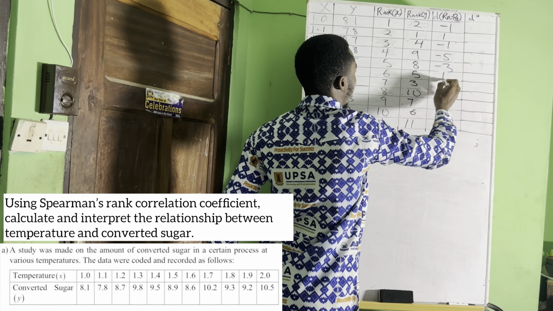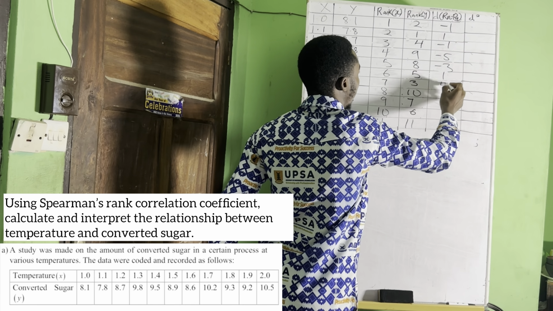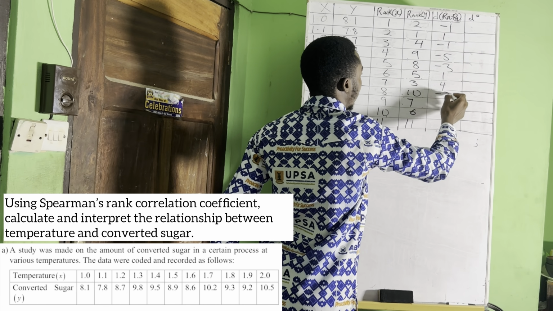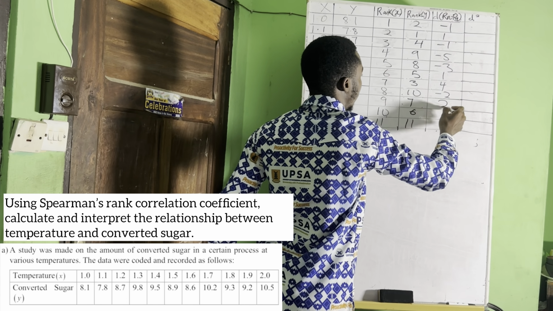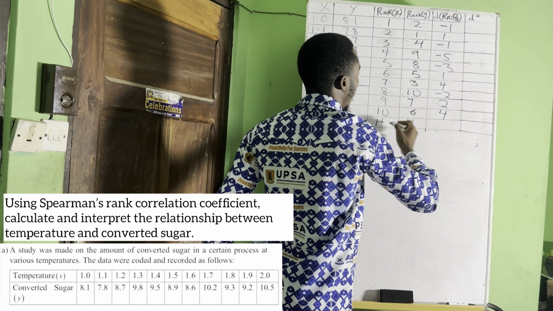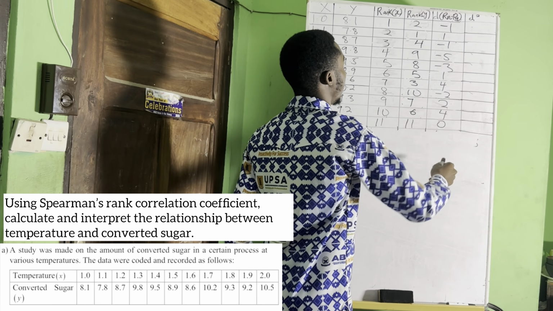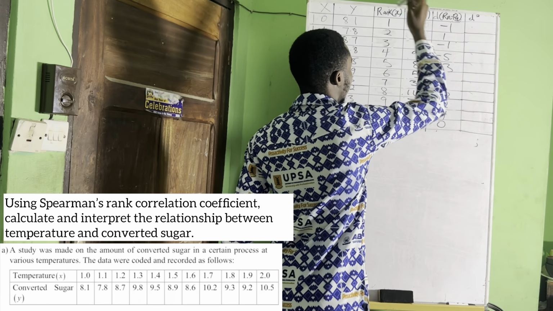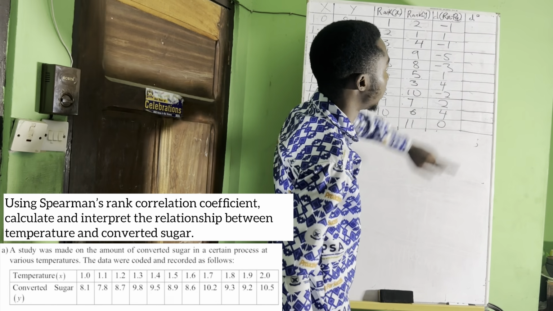6 minus 5, 1. 7 minus 3, 4. 8 minus 10, -2. 9 minus 7, 2. 10 minus 6, 4. 11 minus 11, 0. Alright, so you found all the D values, which is this minus this. Then you find the last one, which is D squared.